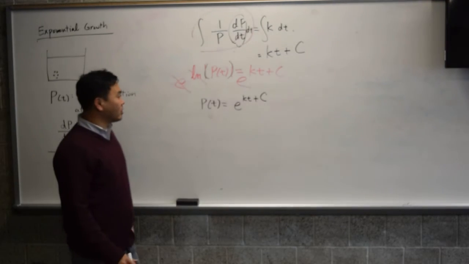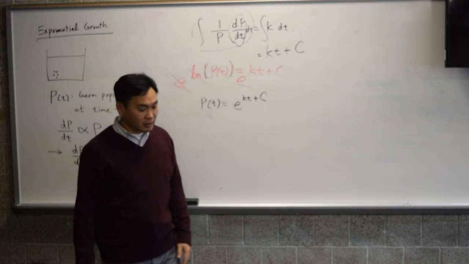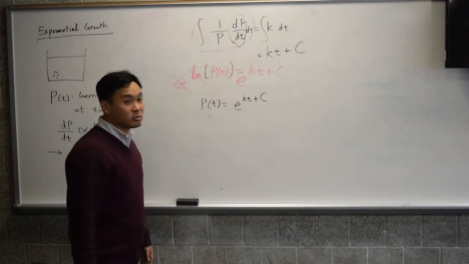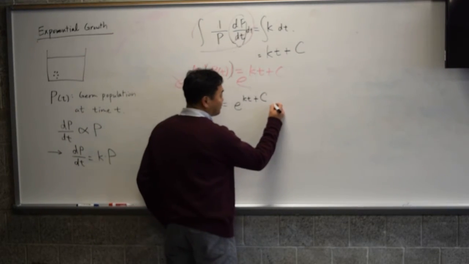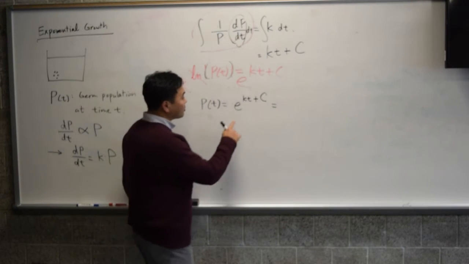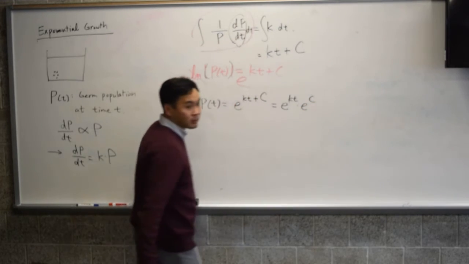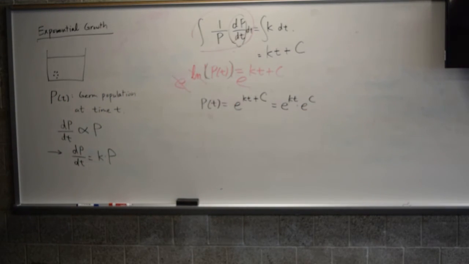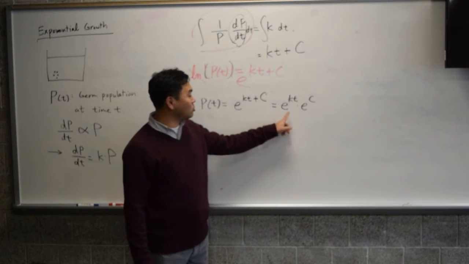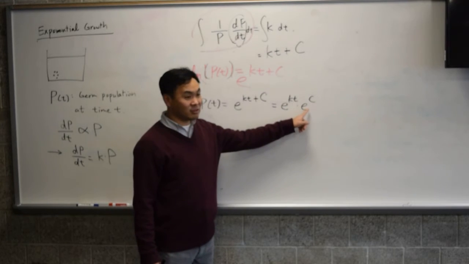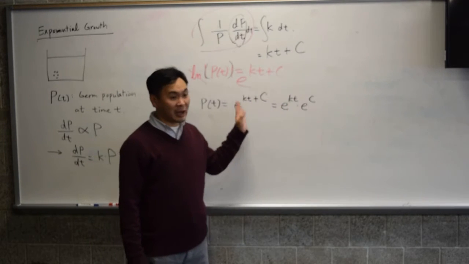Now we're going to do another transformation of this function on the right side. And that's something that we're going to do frequently, so you should take note of what I'm doing here. This can be written as e to the kt times e to the c. Okay? That's the addition rule for exponents, right? If you have two exponents with the same base, then the exponents add up. I'm applying that rule backwards.